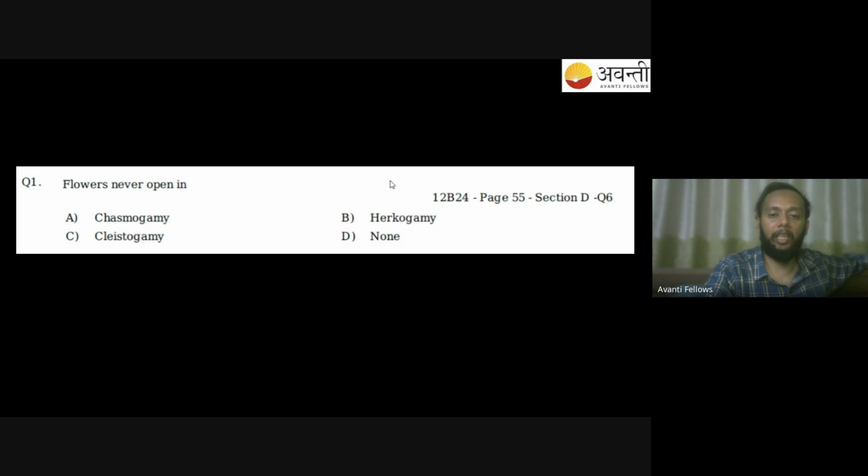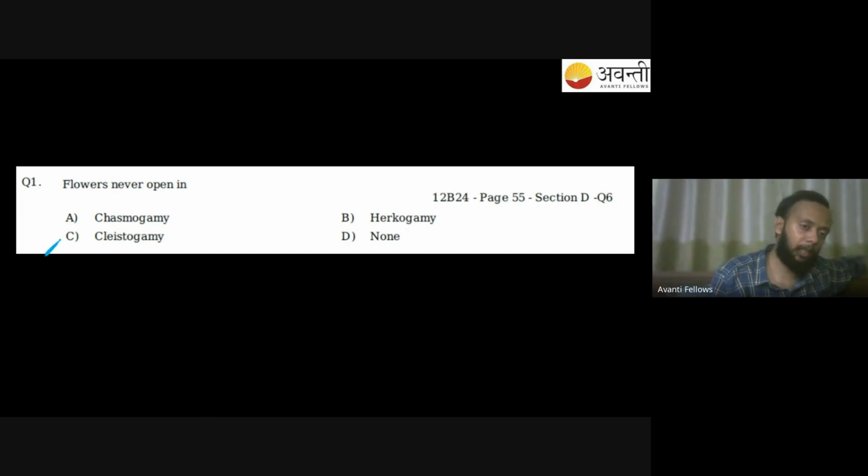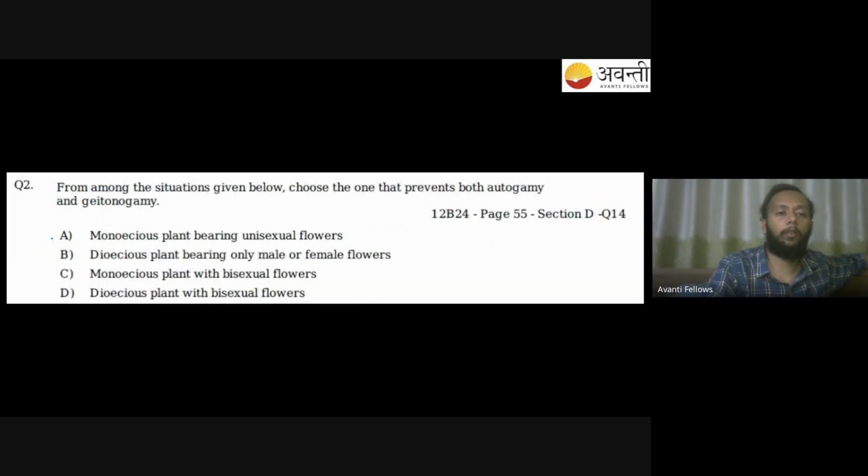Flower never opens in. Unmute करके वैसे ही आंसर बता दो. Flower never opens in. कहाँ पे open होगा? Cleistogamy. Right. Flower is never going to open in cleistogamy. Okay. From among the situations given below, choose the one that prevents both autogamy and geitonogamy.